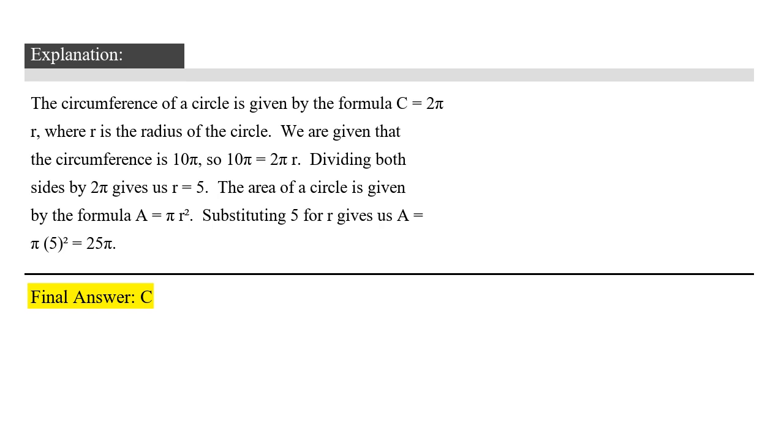The area of a circle is given by the formula a equals pi r superscript 2. Substituting 5 for r gives us a equals pi times 5 superscript 2 equals 25 pi.